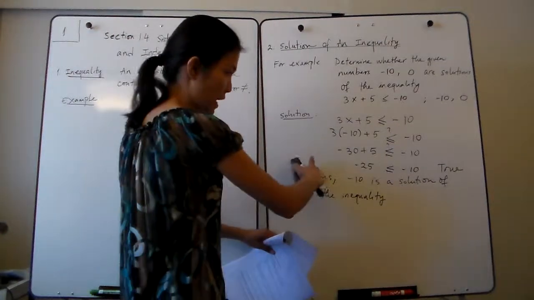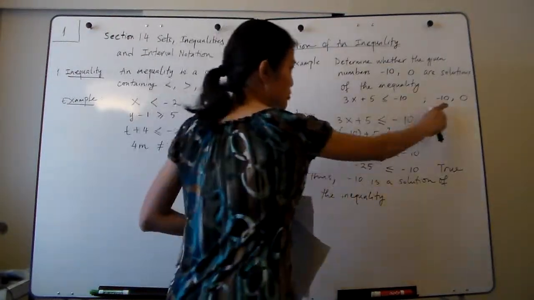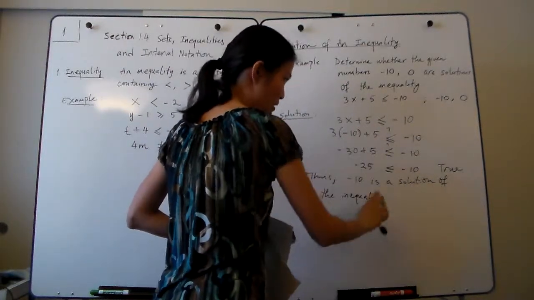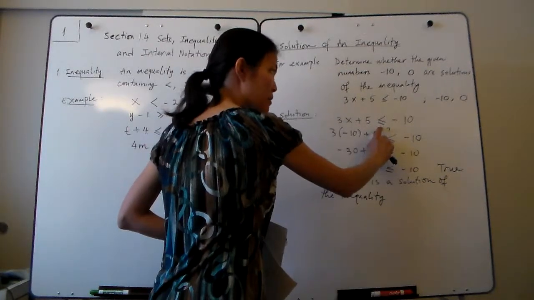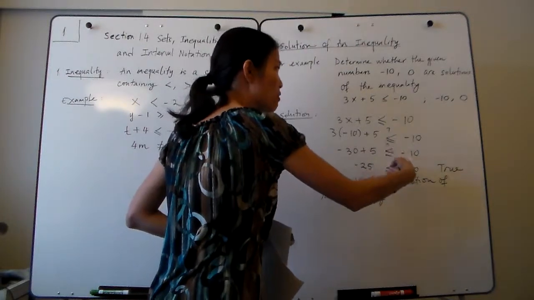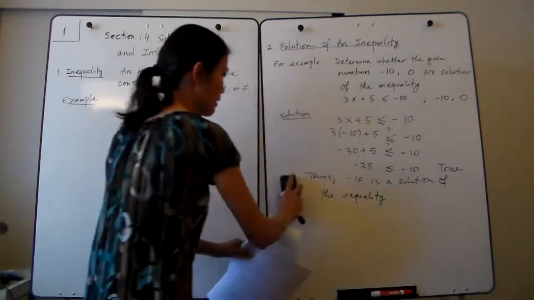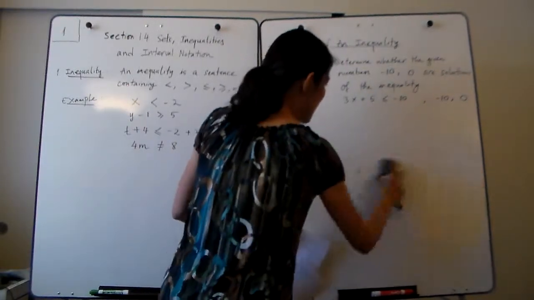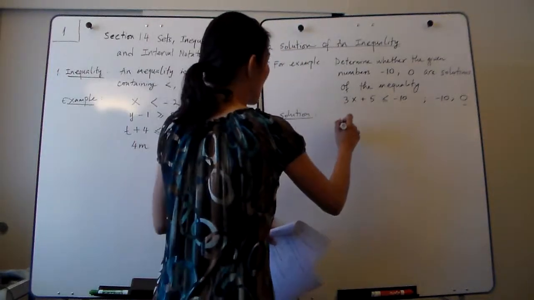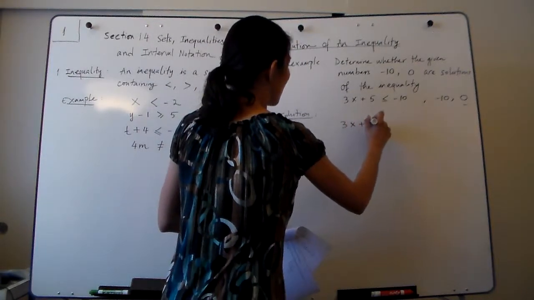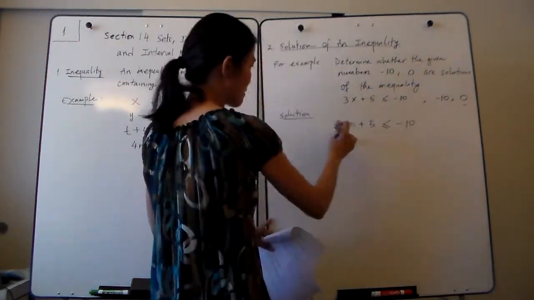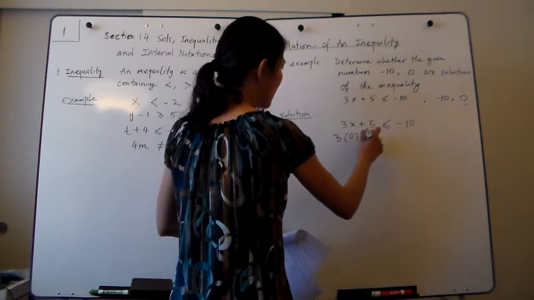So, you see that for this one, after we substitute negative 10 for x and simplify, it still maintains the original inequality symbol, which is the left-hand side less than or equal to the right-hand side. Okay. So next, I'm going to show this value right here. Okay. Rewriting the original inequality, substitute 0 for x. 3 times 0 plus 5.